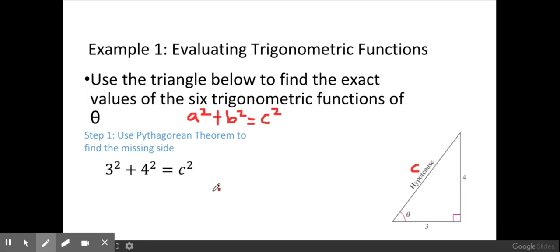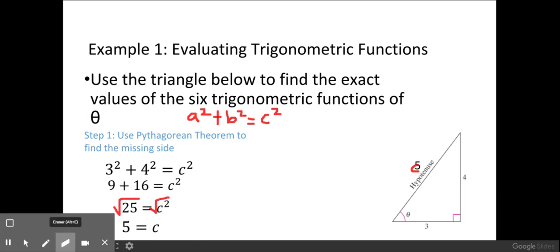So when I plug in, I'm looking for c. I square my numbers, so I get 9 plus 16 equals c squared. When I add that together, I get 25 equals c squared. My last step is to take the square root of both sides, and we get c equals 5. So my hypotenuse is 5, and now I have all 3 sides of my triangle.